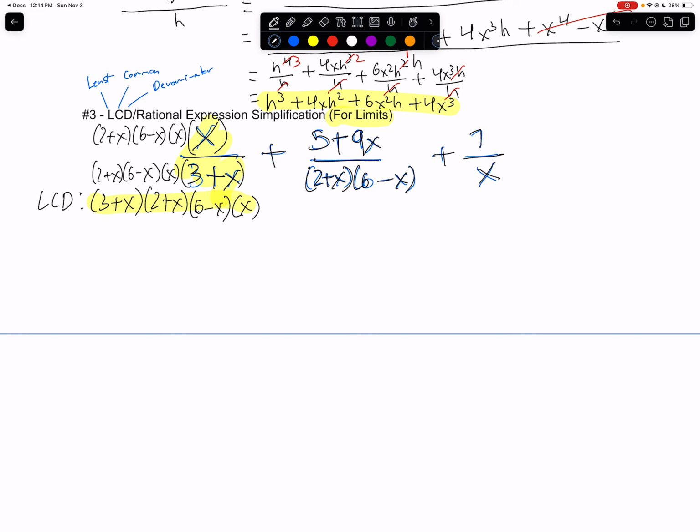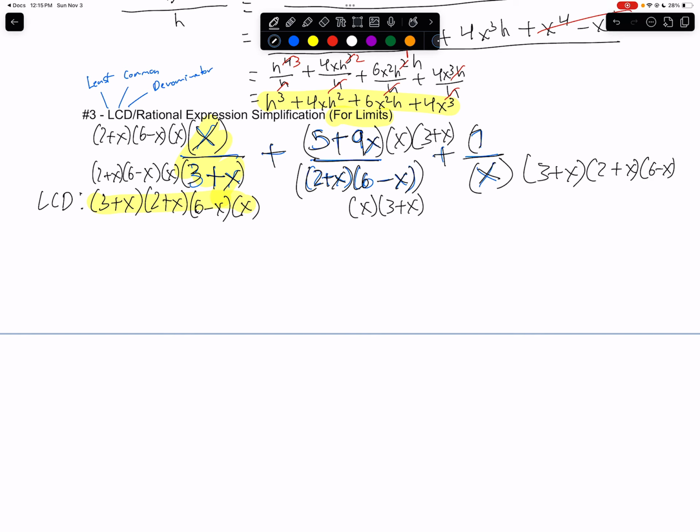Here, I see a 2 plus x and a 6 minus x, so I'll just multiply numerator and denominator here by x. x times 3 plus x. And I see here times x times 3 plus x. Then here I have an x, so I should just multiply this by 3 plus x times 2 plus x times 6 minus x. So this would be times 3 plus x times 2 plus x times 6 minus x. And then you will get this entire fraction here.